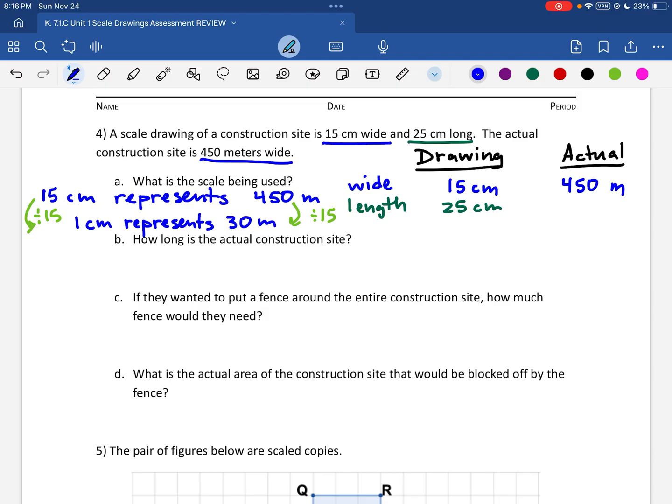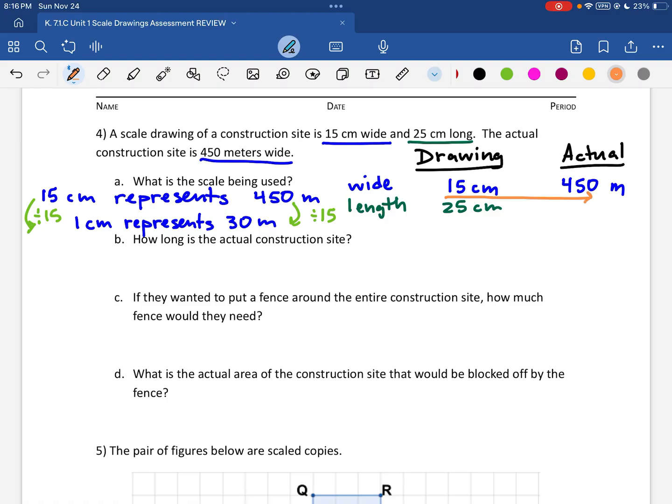Part B says, how long is the actual construction site? So again, this is where those labels are really helpful. The length in the drawing is 25 centimeters, and I need to figure out how long that actually is. In order to do that, I need to, again, find that relationship. How does this 15 change to a 450?